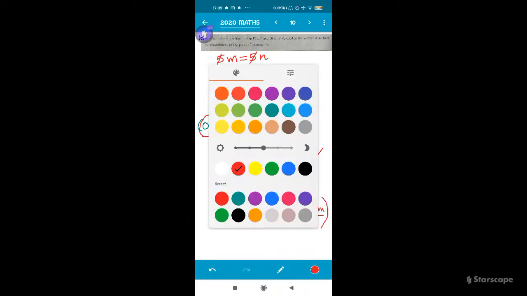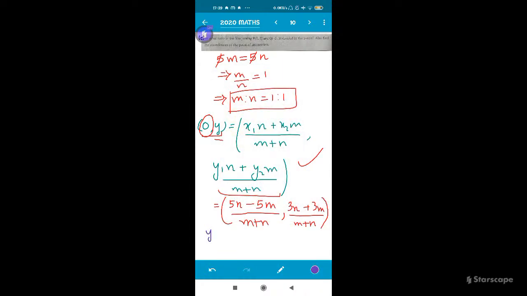And let's solve. We have y is equal to (3n + 3m) divided by (m + n). We had this. So in place of m and n, I'll just put 1, because the ratio of m to n was 1 is to 1. So 3 into 1 is 3, plus 3 into 1 is 3, divided by m plus n, that means 1 plus 1. We can directly write it as 2. That means we will get 6 by 2, that is equal to 3. So our y coordinate is 3.